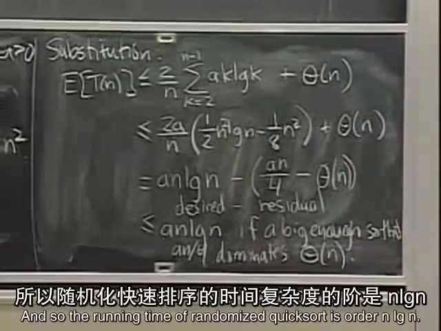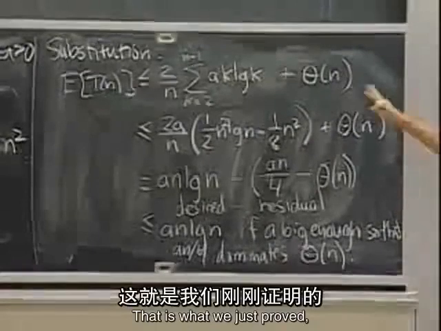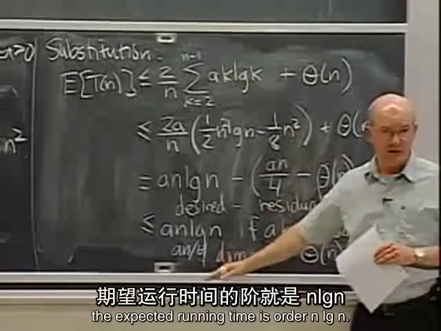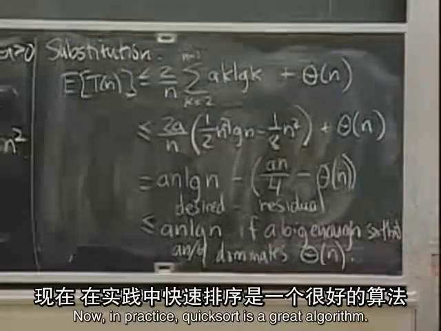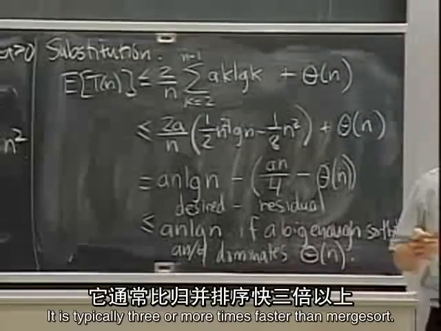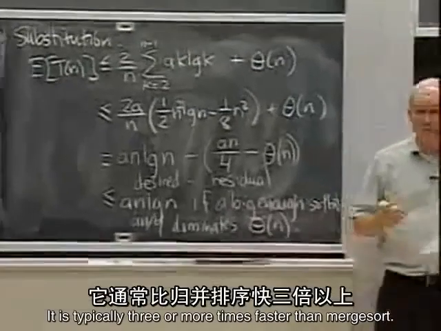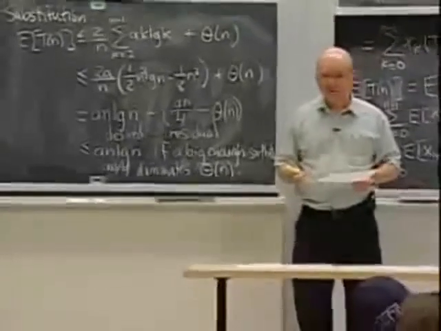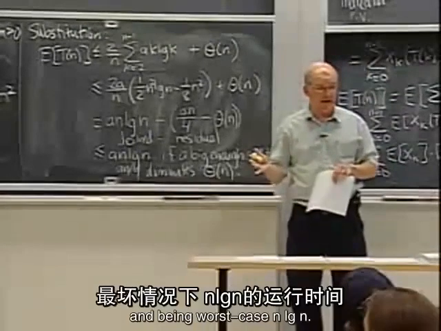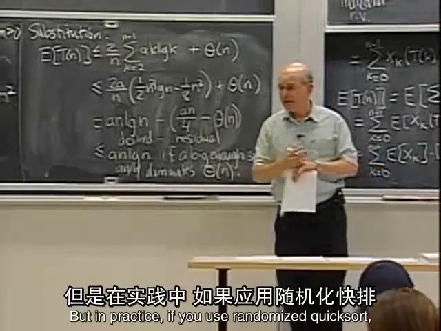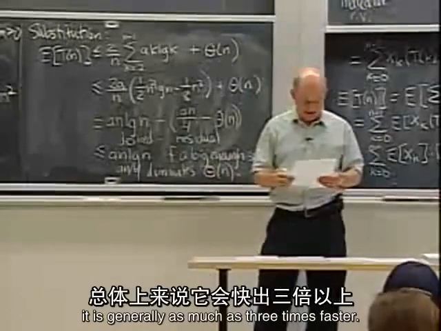And so the running time of randomized quicksort is order n log n. That's what we just proved. The expected running time is order n log n. Now in practice, quicksort is a great algorithm. Okay? It's typically 3 or more times faster than merge sort. Okay, so it doesn't give you the strong guarantee of merge sort in being worst case n log n, but in practice, if you use randomized quicksort, it's generally as much as 3 times faster.